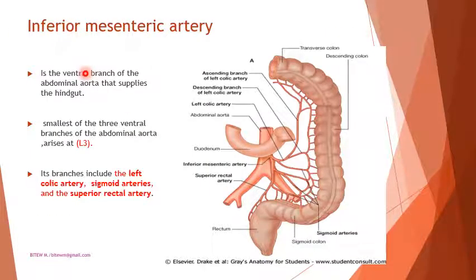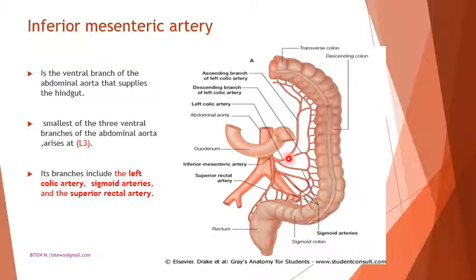The inferior mesenteric artery is one of the ventral branches of the abdominal aorta which supplies the hindgut. It is the smallest of the three ventral branches and it arises at the vertebral level L3. Its branches are three: the left colic artery, sigmoid arteries and the superior rectal artery. This is the inferior mesenteric artery.